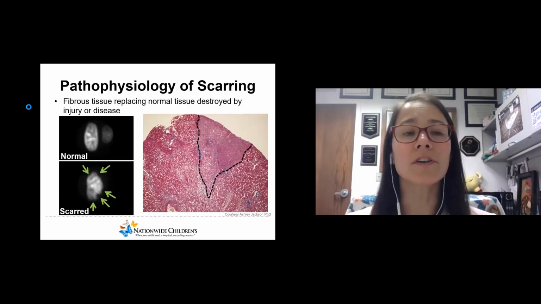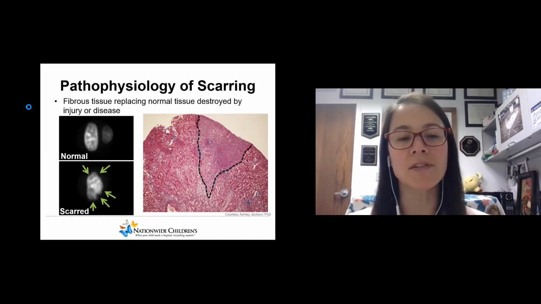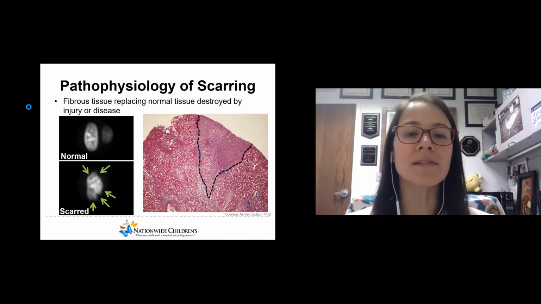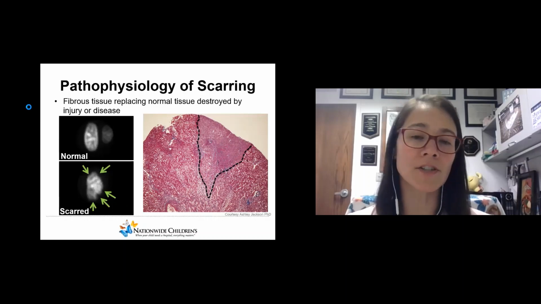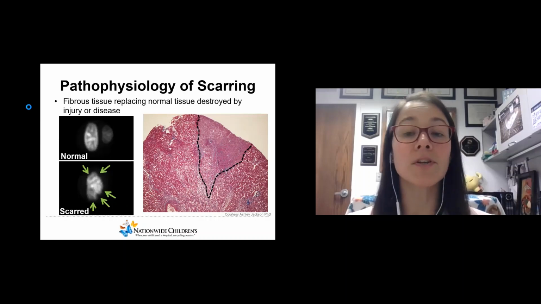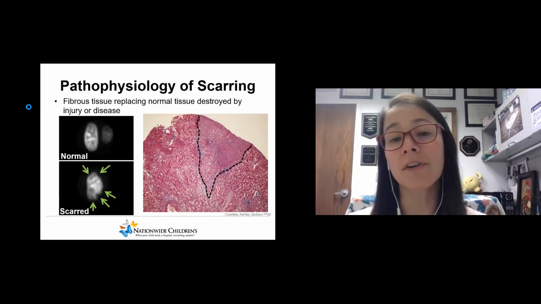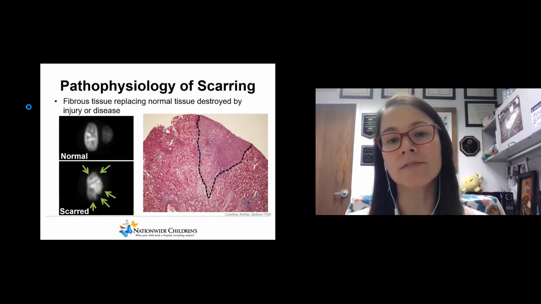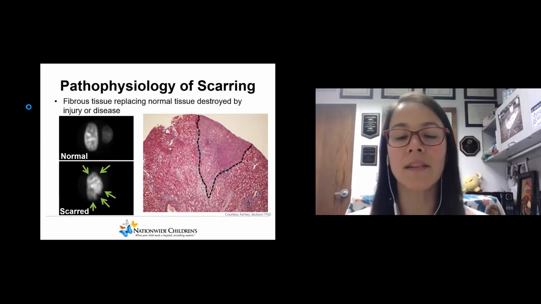So scarring occurs because fibrous tissue has replaced normal tissue destroyed by injury or disease. You can see on this DMSA where there are signs of scarring noted by deficient radiotracer uptake due to abnormal tissue. That results in those wedge-shaped defects that you see with the green arrows. This can be seen histologically, and I should say this is a mouse kidney, in this mouse model of pyelonephritis, and you can see histologically why you might see those defects on the DMSA, because all the normal architecture of the kidney has been lost in that wedge-shaped form.